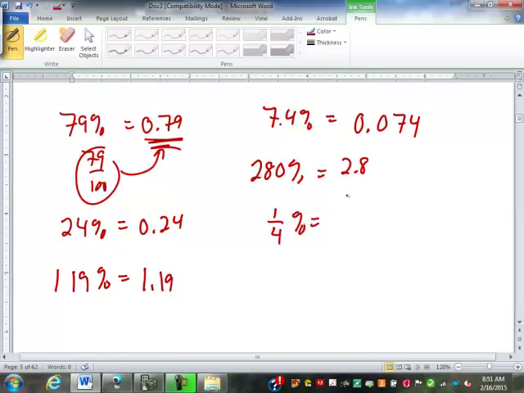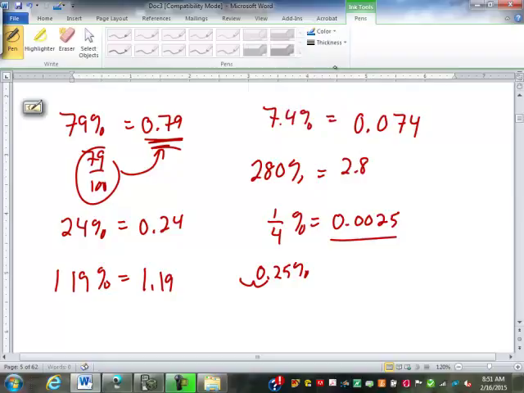1/4%. Careful. Because 1/4 is 0.25. That'd be 0.25%. Moving the decimal point 2 more spots gives you 0.0025. Think of it this way.